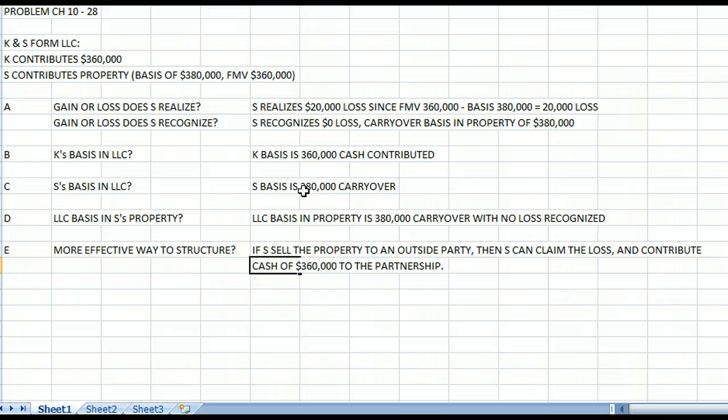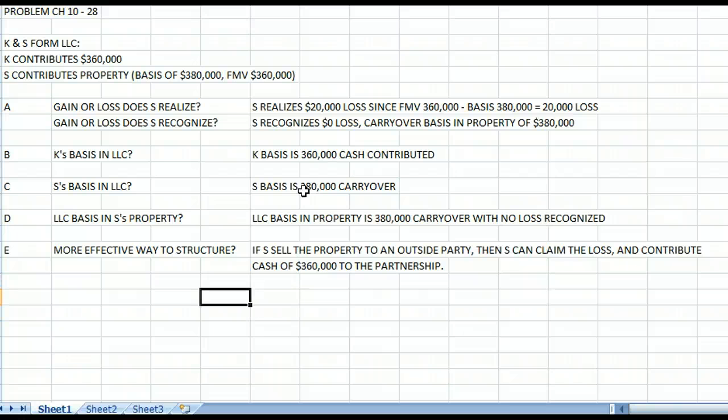S benefits because they get to take a deductible loss on their tax return. The partnership ends up getting the property at its fair market value, so that loss has already been utilized, and it does not get suspended in the contribution of the property to the partnership.